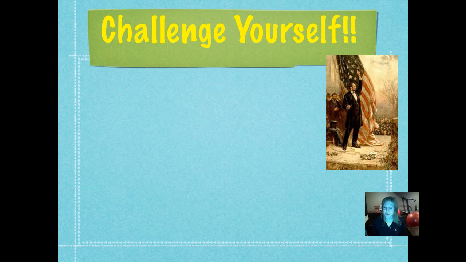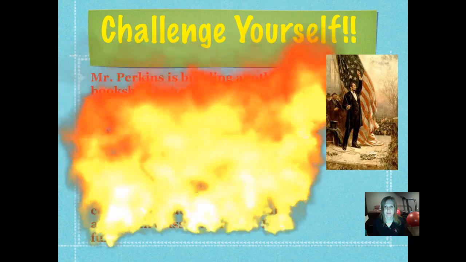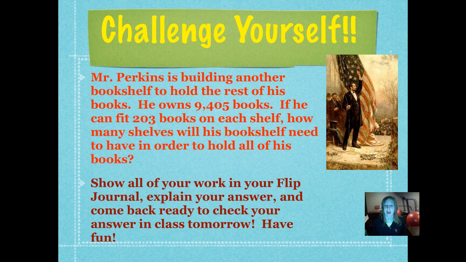It's time to challenge yourself. Mr. Perkins is building another bookshelf to hold the rest of his books. He loves to build bookshelves. He owns 9,405 books. If he can fit 203 books on each shelf, how many shelves will his bookshelf need to have in order to hold all of his books? Go ahead and show your work in your flip journal, check your work, explain your answer, and come back tomorrow ready to find out if you got it correct. Have some fun with this one. I got the fun in there this time.